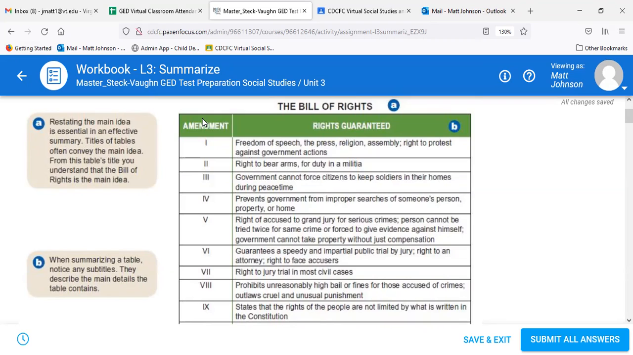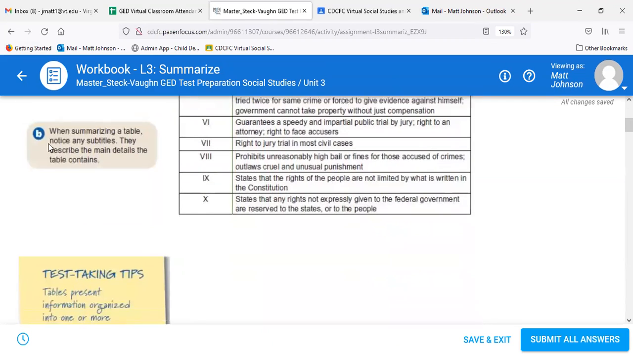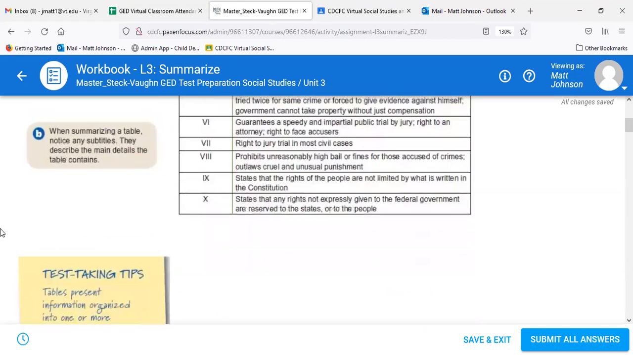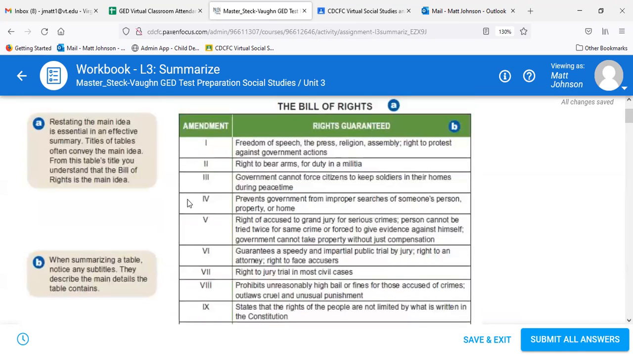We have columns, right? The column says amendment. So our first column there is checking off 1 through 10 of the amendments, and then the right or rights it guarantees. That's our second column. Underneath here, it says, when summarizing a table, notice any subtitles that describe the main details the table contains. And of course, that's going to be the amendments and the rights it guarantees, right? And we talked about the 10 amendments yesterday. We'll reference that. We got two multiple choice questions before we get to our text.